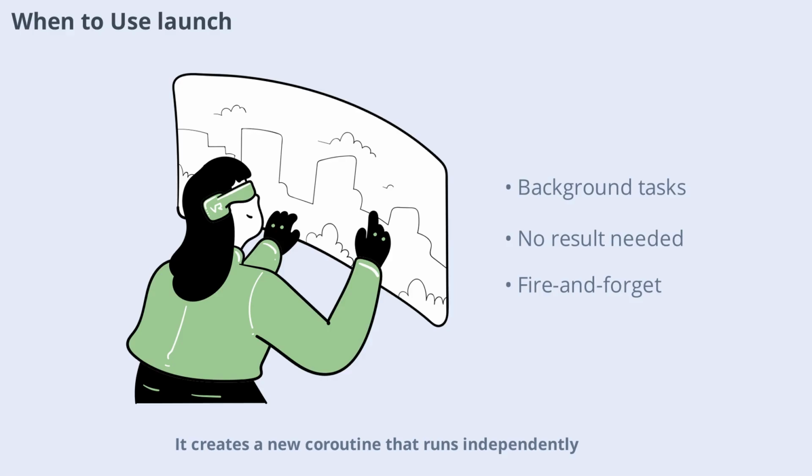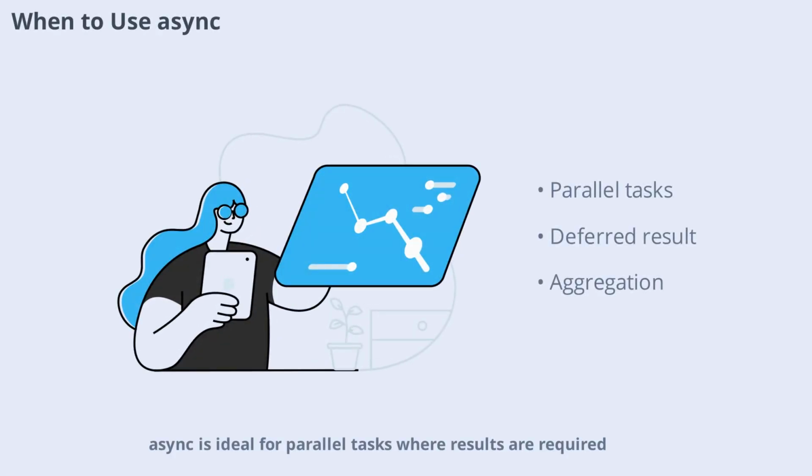It creates a new coroutine that runs independently, allowing you to track its completion with a job. This is useful for fire-and-forget operations where the outcome isn't critical to the main workflow. Async is ideal for parallel tasks where results are required, such as aggregating data from multiple sources. It launches a concurrent coroutine and returns a Deferred<T>, allowing you to retrieve the result later using await.